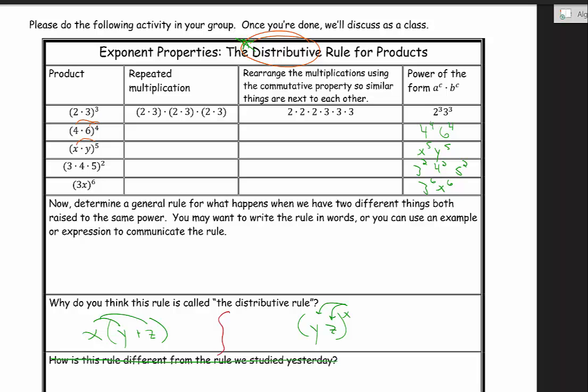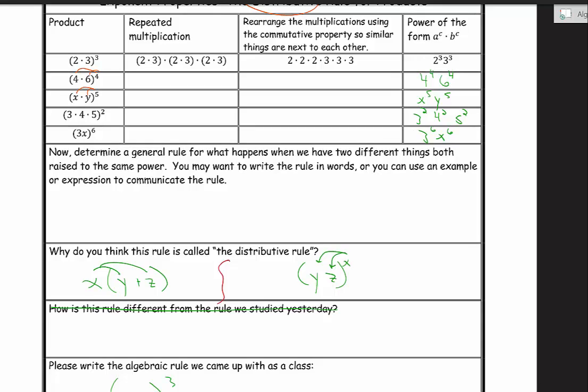So if you have multiple items in here, they're being multiplied, so multiple factors, and a power, then that power goes to everything. We call it distributive rule because it looks a lot like distributive property, but it's coming in from the exponent.